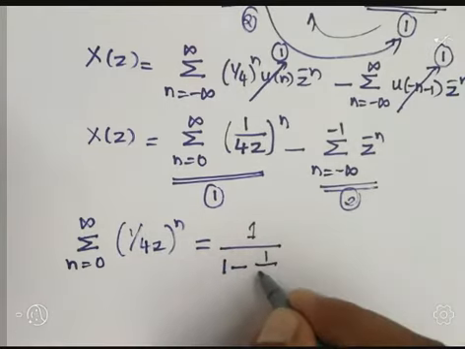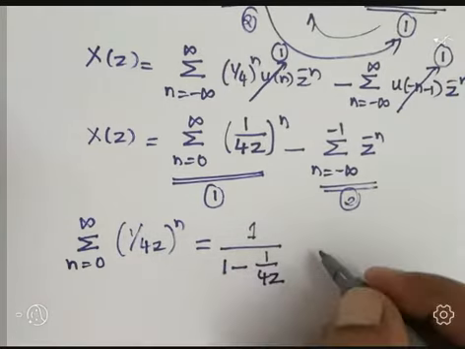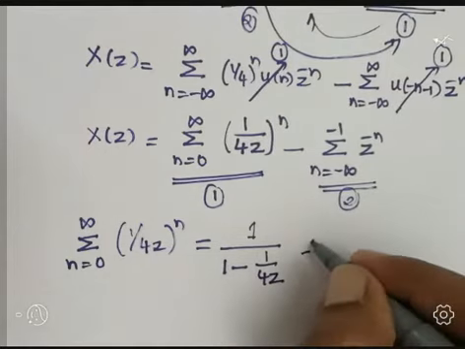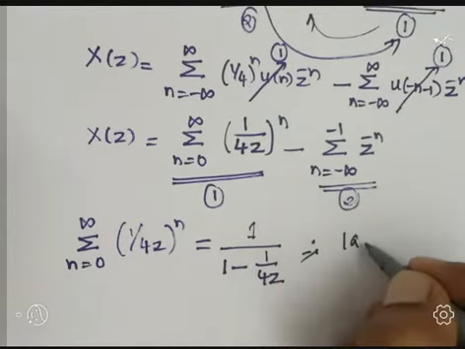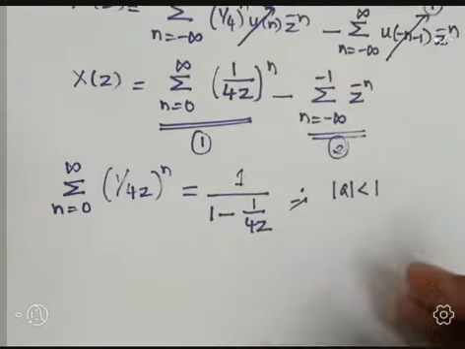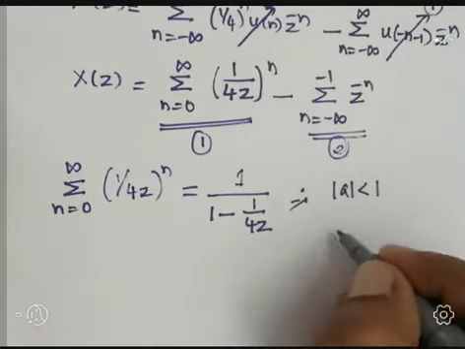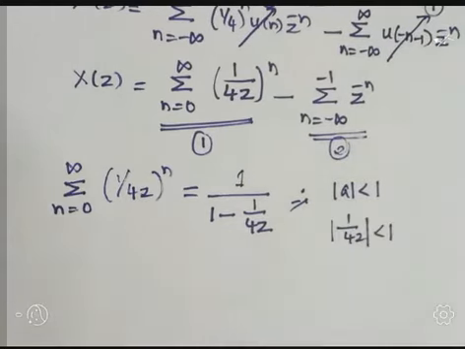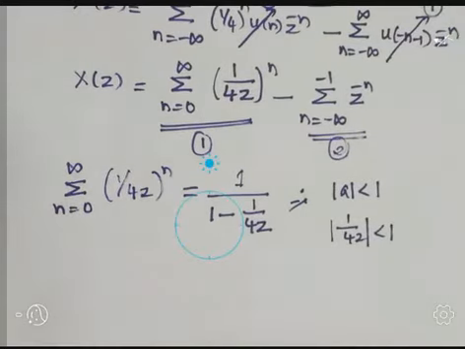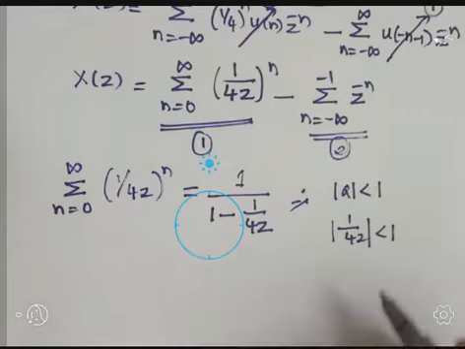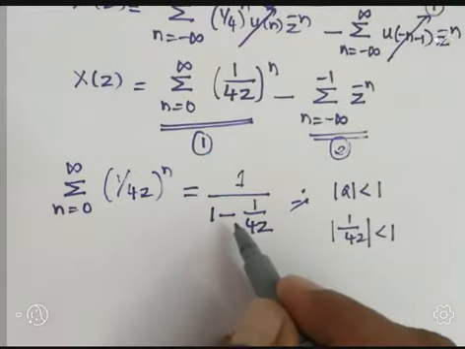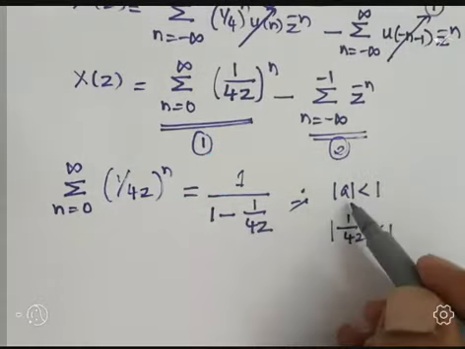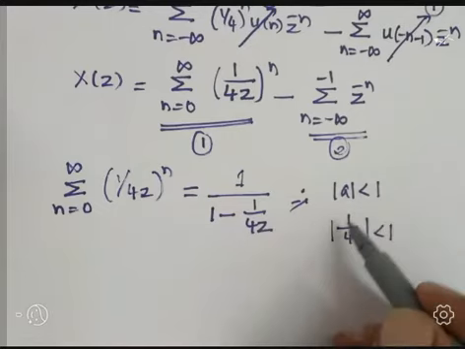1 divided by 4z, if and only if what? If and only if mod of a is less than 1. Here a equal to 1 by 4z, mod of 1 by 4z is less than 1. Then only it is valid. Okay, simple thing. So this value is present for this case: mod of a is less than 1, here a equal to 1 by 4z.